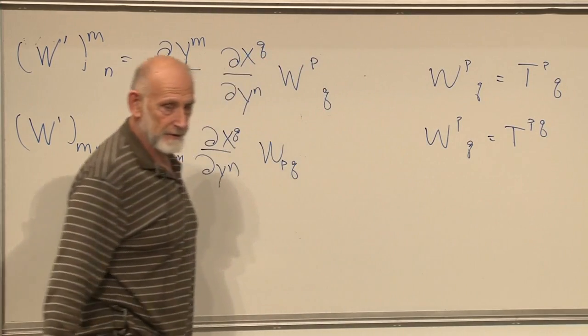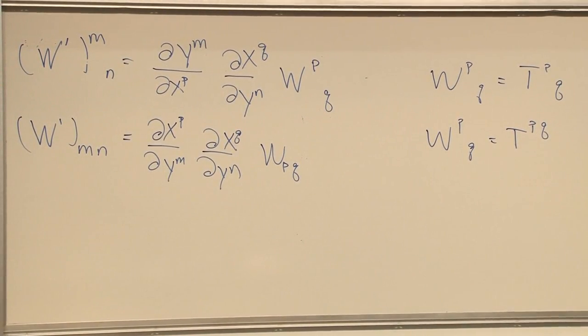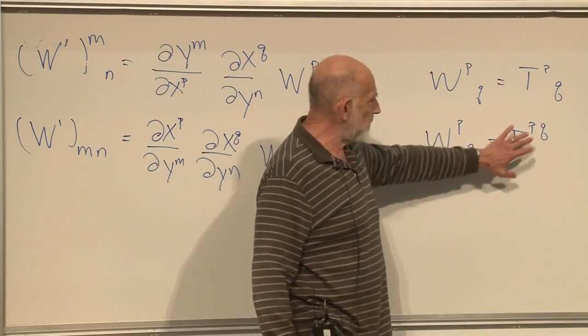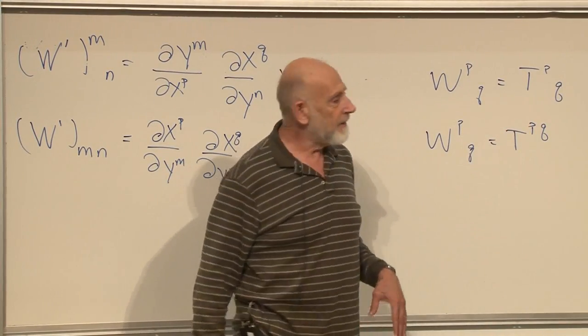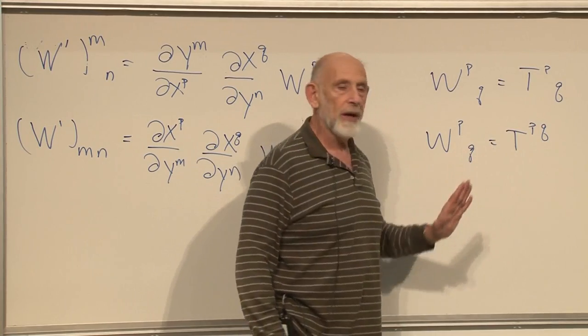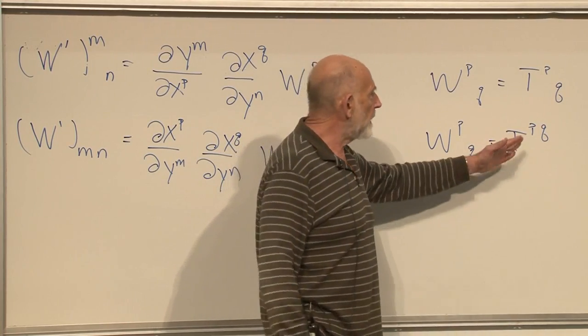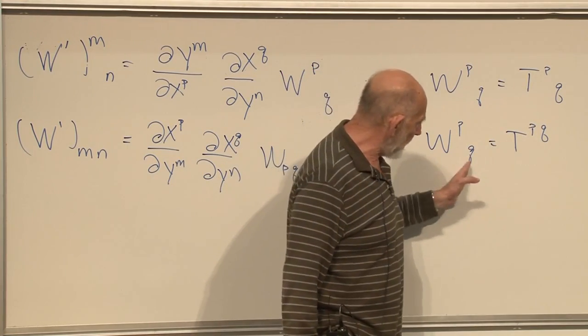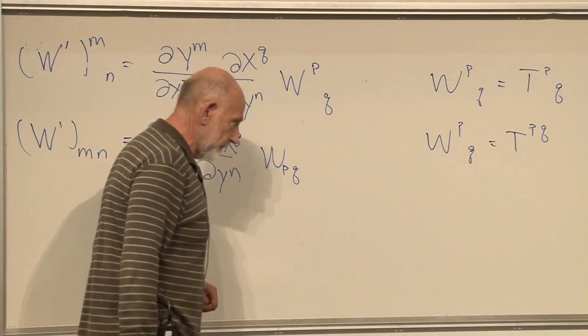Oh, you could write it. You can write it all you want. But since the left side transforms differently than the right side, even if this were true in one coordinate system, it would not be true in another coordinate system. The transformation properties of the two sides are different.